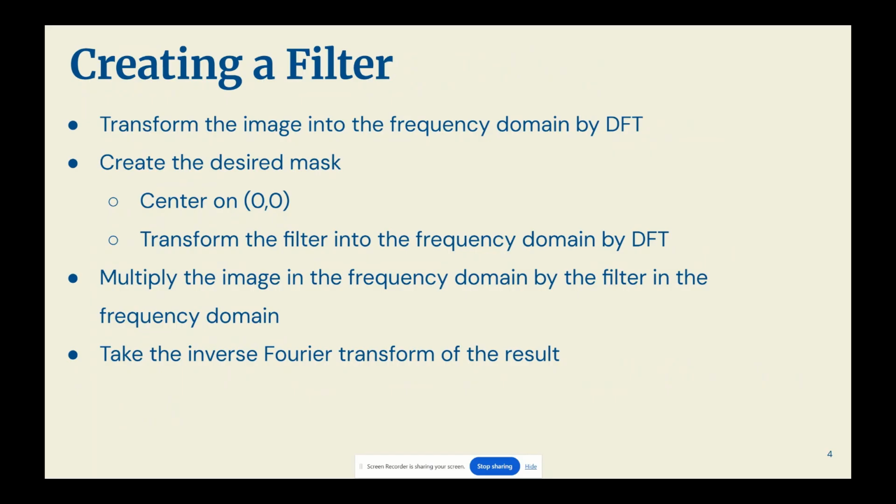The next step will be to transform that mask into the frequency domain by using the discrete Fourier transform, just as you did for the image. As I mentioned before, because multiplication is the equivalent of convolution when you're in the frequency domain, you'll now multiply the image in the frequency domain by the filter in the frequency domain. And now to get back into the spatial domain, you simply take the inverse Fourier transform of that result, and you will now have your filtered image.